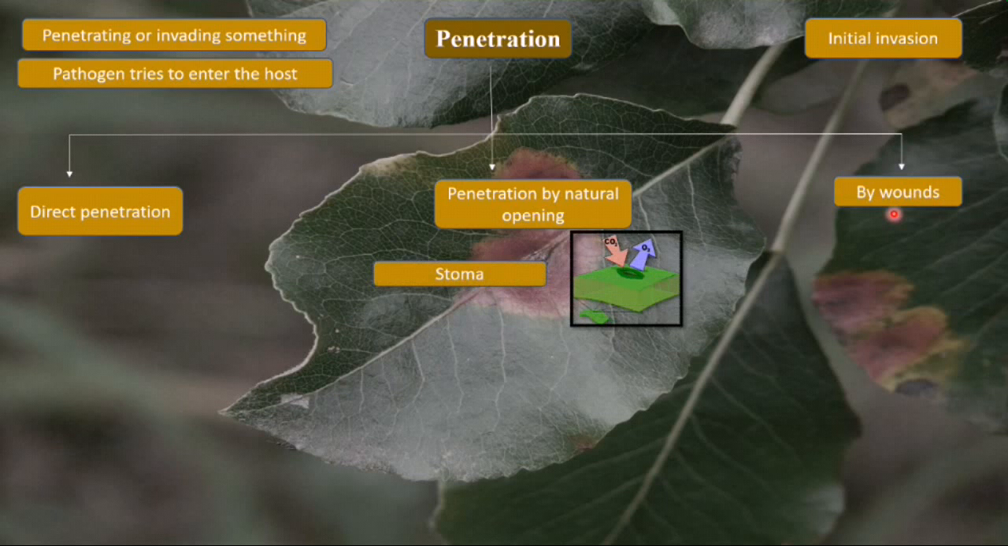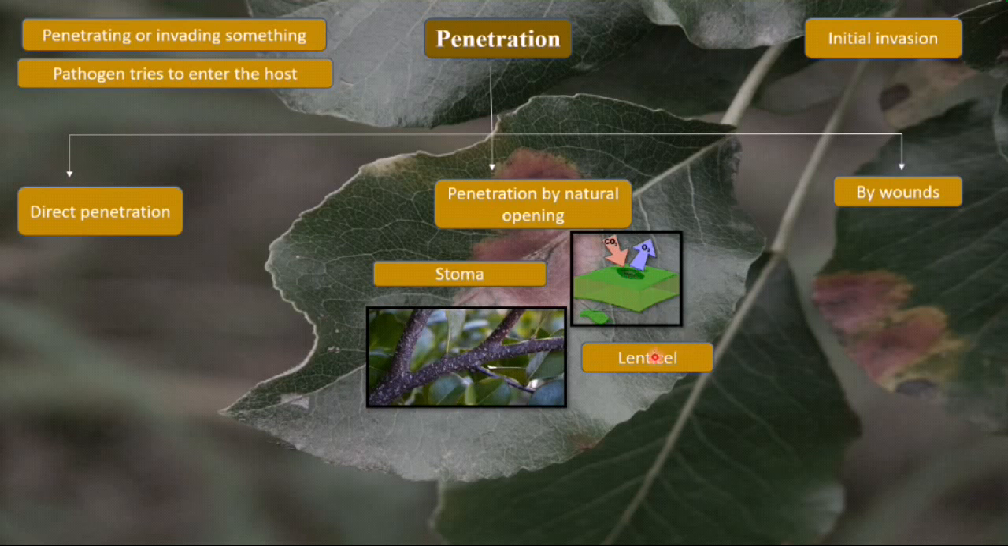So let us first understand what is penetration by natural openings. Natural openings are the openings that are already present in the plant. So these openings are stoma, right? Stoma or stomata, as we know, has guard cells, and this is used by plant for exchange of gases, right? So this is stomata. By this opening, whatever pathogen is there, it can enter by this opening.